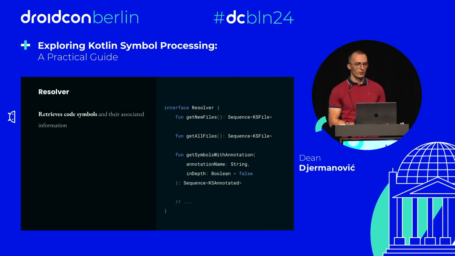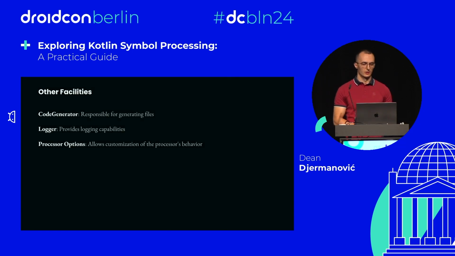So resolver is the main component of each symbol processor. Resolver is the entry point to functionalities provided by KSP. The first line of most processors is likely going to be a call to some method on the resolver instance. So for example, you can use get symbols with annotation on the resolver instance to get all the symbols that are annotated with a specific annotation. And there are also other useful components of KSP that are commonly being used. Code generator, which is used for generating files, logger, which we already used, which provides logging capabilities, and processor options, which allow for customization of the processor's behavior.